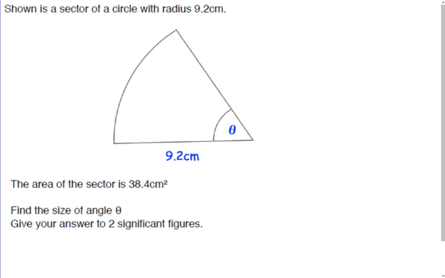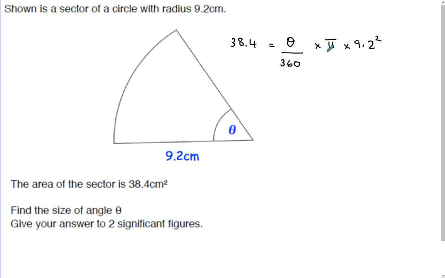Shown is a sector of a circle with radius 9.2, the area is 38.4, and here we have to find the angle. Okay, so again, just go write your formula. So the area, we'll just put the 38.4 centimeters squared. So the area is the angle, which is theta in this case, divided by 360 times pi times 9.2 squared.